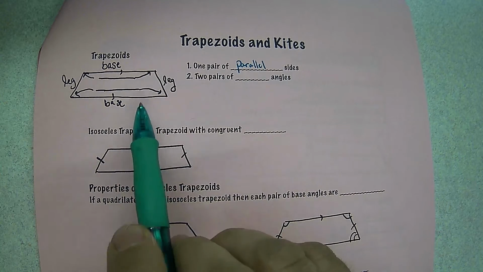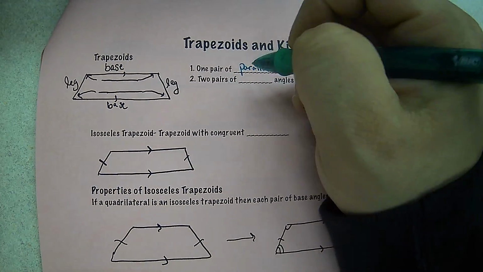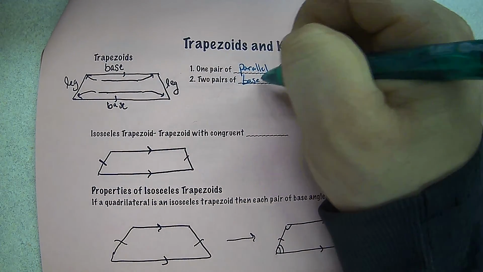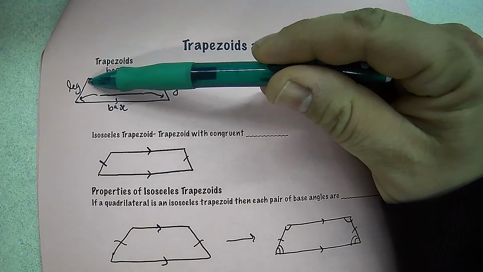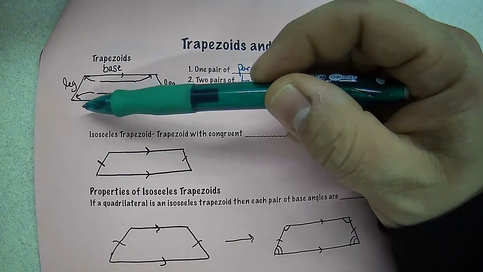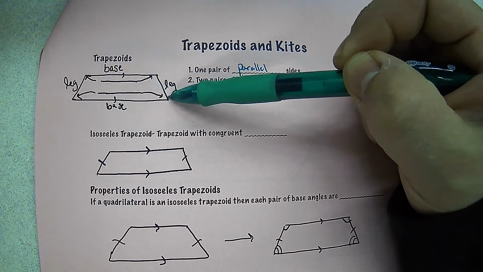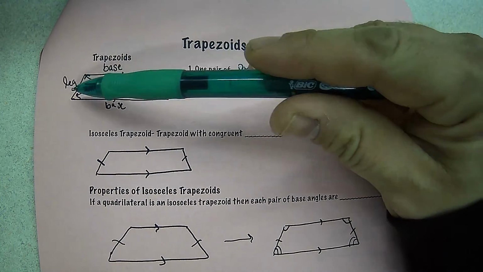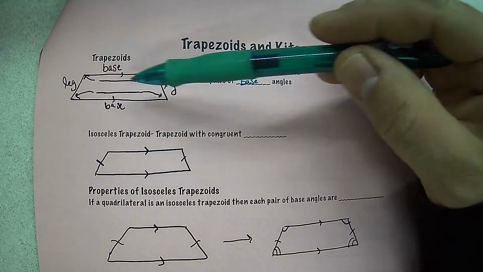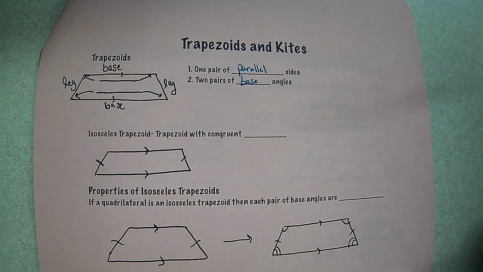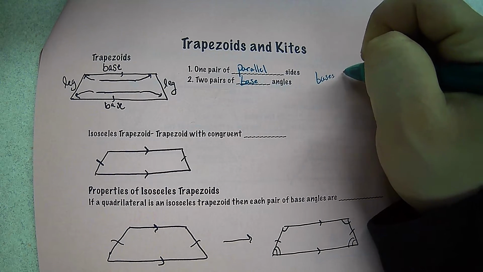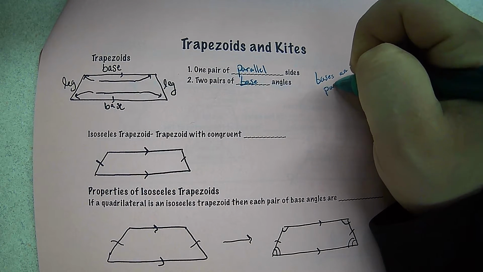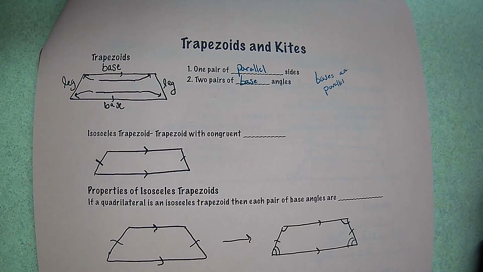And then we're also going to have two pairs of what we call base angles. We have two bases. A base angle would be here and here, and a base angle would be here and here. The other sides that we have we call legs. So the bases are the ones that are parallel, and I can write that out. Bases are parallel. And the other two sides we call legs.